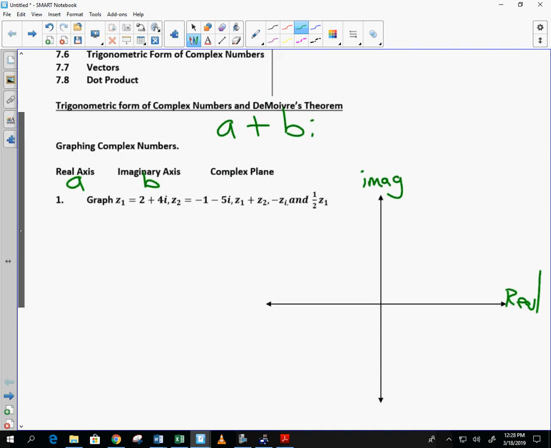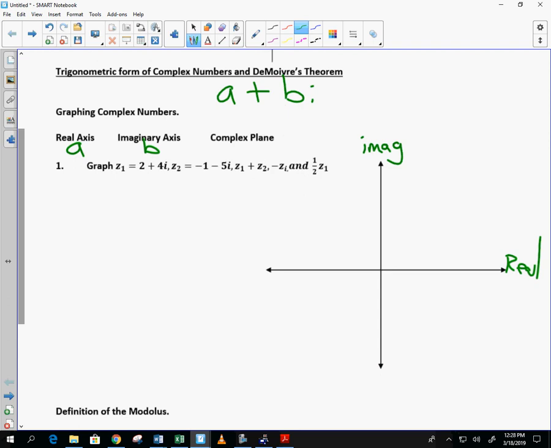So your first goal is to be able to plot these numbers, just like we would plot something on a number line. Say z sub 1 is equal to 2 plus 4i. Well, when we plot it, we just go 2 units to the right, and we go 4 units up. And you plot it, but you do draw a segment that goes from the point to the origin.